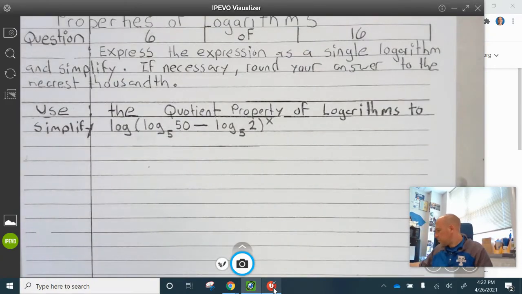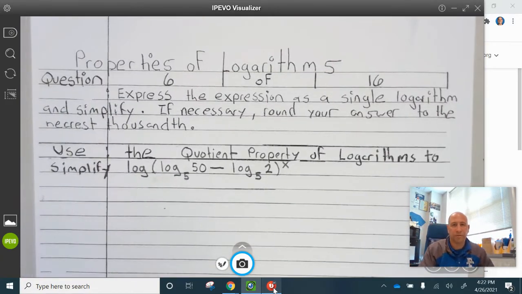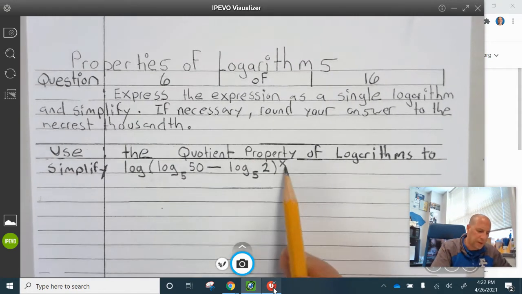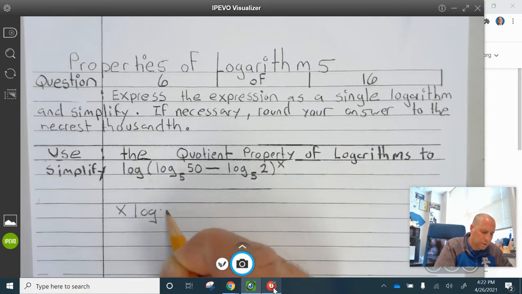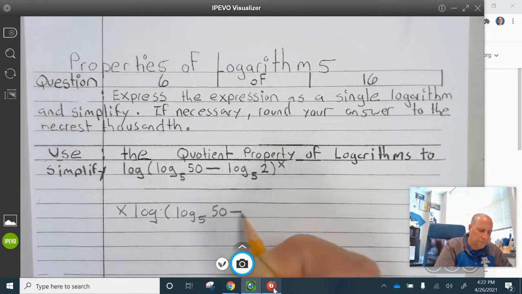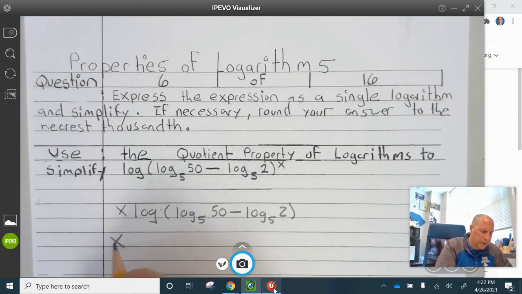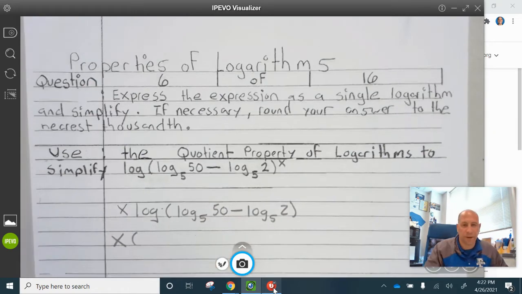All right. Question 6 of 16. Express the expression as a single logarithm and simplify. If necessary, round your answer to the nearest thousand. Use the quotient property of logarithms to simplify log base 5 of 50 to the x minus log base 5 of 2 to the x. So first off, the x comes to the front, so that's x times log base 5 of 50 minus log base 5 of 2. So that's x times, let's go ahead and put that in our calculator.